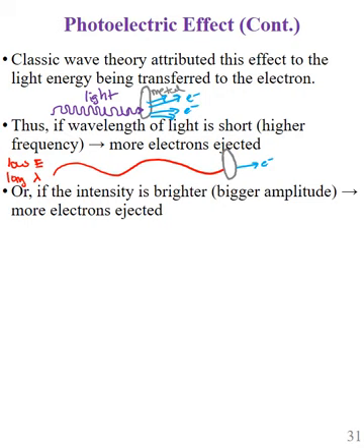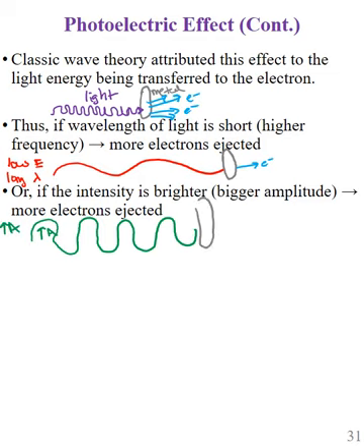Now that is one way we could look at it. The other thing classic wave theory said is that if the intensity is brighter, meaning you have a bigger amplitude, more electrons are being ejected. So let's say you have a very large amplitude. It hits a metal surface, and you get a lot of electrons being ejected.